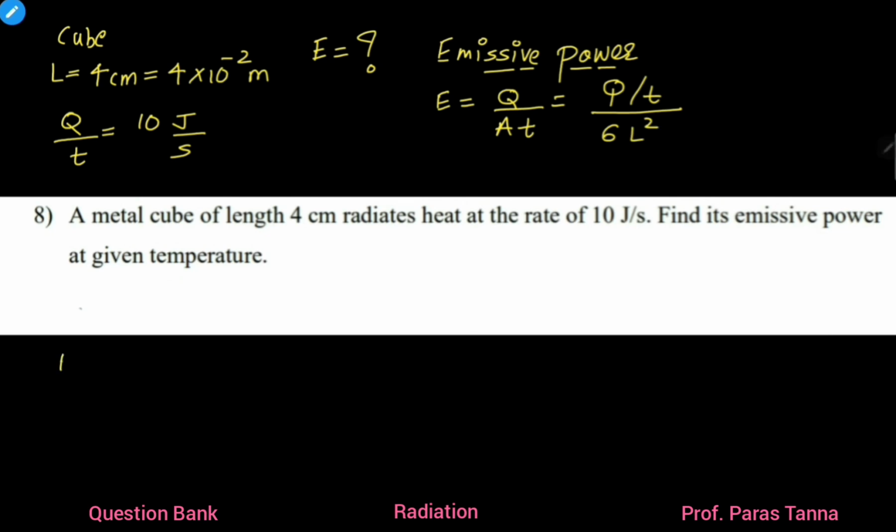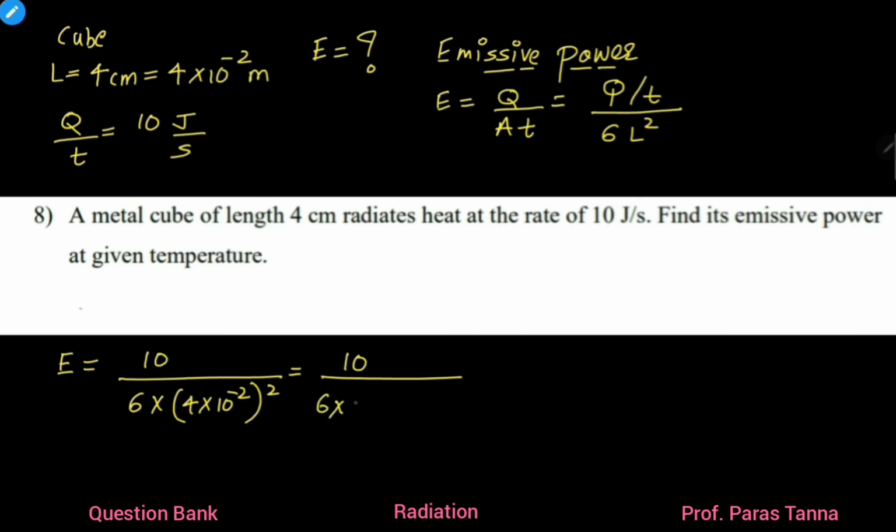So students, the value of E is equal to Q by T, which is 10 joule per second, divided by 6L square, that is 6 into 4 into 10 raised to minus 2, the whole square, that is 10 divided by 6 into 4 square will give you 16 into 10 raised to minus 4, that will give you 10 raised to 5, the whole upon 96.